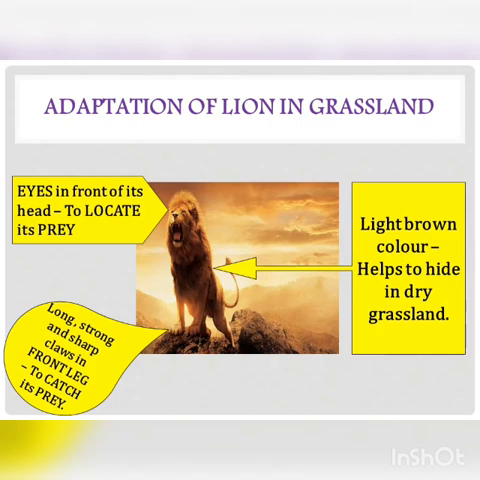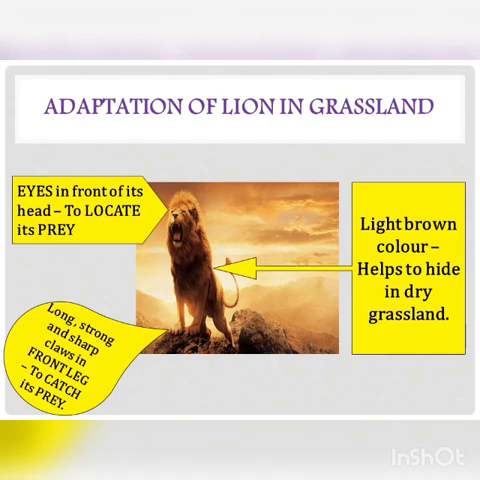It has long, strong, sharp claws in its front legs to catch its prey. The lion can withdraw the claws inside the toes so that they do not become worn out and blunt. The lion has eyes in front of its head, which enable it to have a correct idea of the location of its prey. This helps in catching the prey.